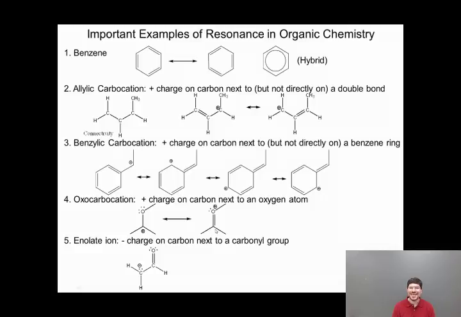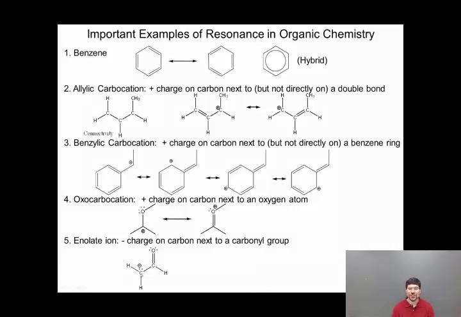Finally, we have an important anion to consider that's called the enolate anion. And this is where we have a negative charge on the carbon next to a carbonyl group. Now, in order to have a negative charge on carbon, that carbon has to have a lone pair. So there are still 8 electrons around this carbon, even though the carbon is only forming 3 chemical bonds. Okay, so can we do anything to reorganize the electrons in this structure to be able to come up with a second resonance structure? And the answer is yes.